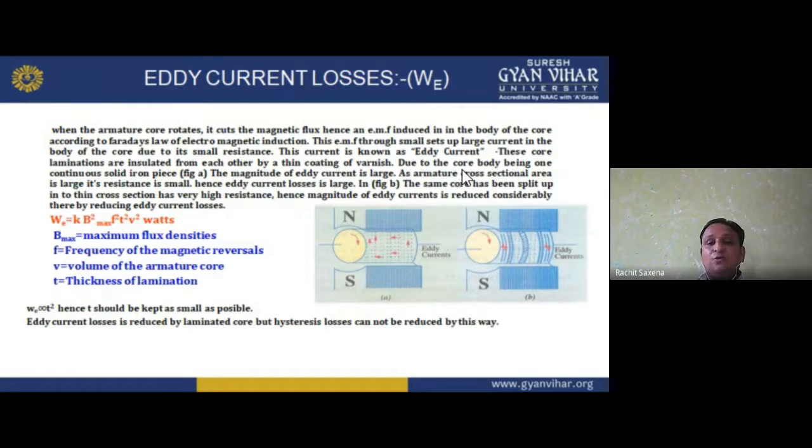In figure B, the same core has been split up into three thin cross sections, which have very high resistance. Hence, the magnitude of eddy current is reduced considerably. If I use a solid iron piece, the current magnitude is very high because resistance is very small and the path is closed. If I use laminations, they are parallel paths, so resistance increases and current reduces. So a small eddy current will be there. We can improve the efficiency by reducing the eddy current loss by using thin laminations with varnish between the laminations.